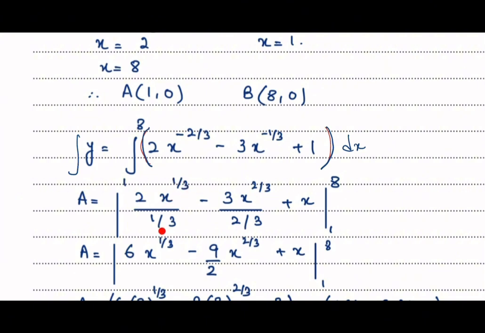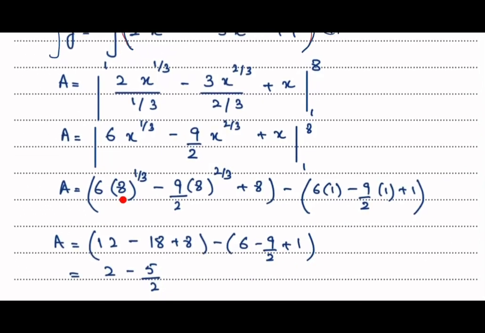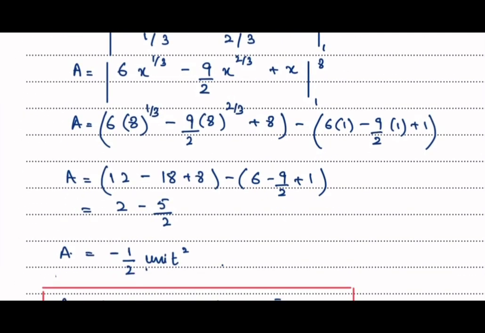2x to the power 1 by 3 divided by 1 by 3, minus 3x to the power minus 1 by 3 plus 1, which gives me 2 by 3, so divided by 2 by 3, and then the integral of the constant 1 should be equal to x. So the integral for the area is 6x to the power 1 by 3 minus 9 by 2 x to the power 2 by 3 plus x, with the limits from 1 to 8. This 3 gets multiplied by 3 here. Applying the upper limit, applying the lower limit, and then subtracting both, I'm getting the area as 12 minus 18 plus 8 minus 6 minus 9 by 2 plus 1. Therefore, this area is 2 minus 5 by 2, or negative 1 by 2 unit square.